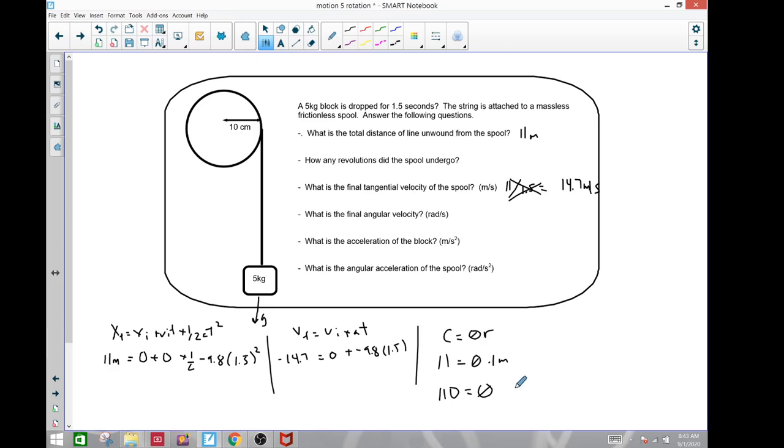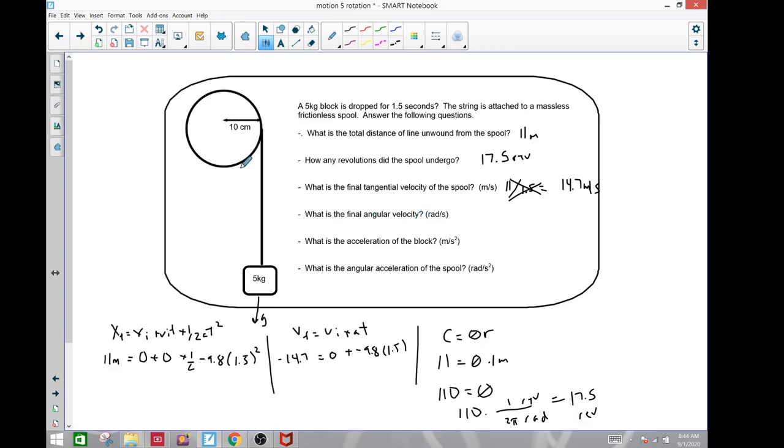So let's convert the 110, because they want to know revolutions. Get rid of the radians and go to revolutions. 1 revolution is 2 pi radians, of course. That's something we have to know. So 110 divided by 2 pi is about 17 and a half revolutions. So 17.5 revolutions is what we're looking at here. Now, what's my final angular velocity?